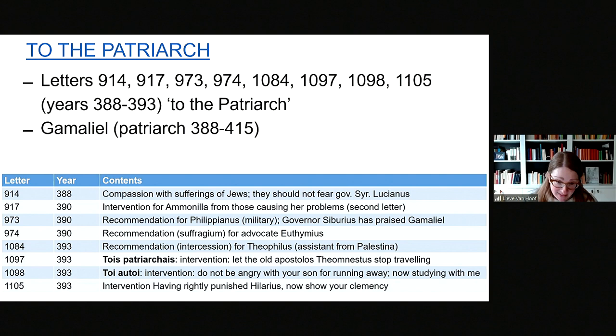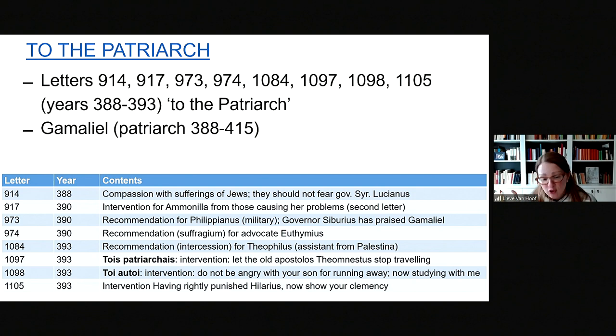The other interesting thing to note is that one of the letters, namely letter number 1097, is addressed not toi patriarchai, but tois patriarchais. So he is here writing to more than one patriarch. Presumably, as scholars have pointed out, that is to the patriarch and the council, the kind of consistorium surrounding the patriarch. And it is a request on behalf of an apostle, a person who travels a lot for the Jews, who is now old, to ask the patriarchs to allow him to stop traveling, to settle either where he is or else to return home to Palestina.